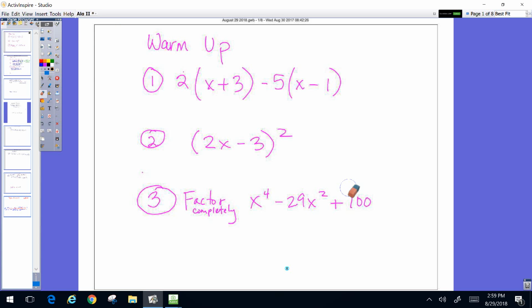So let's talk about little warm-ups. On the warm-ups today, the first two are review from Algebra 1. Okay, so it's distributing and then combining like terms.